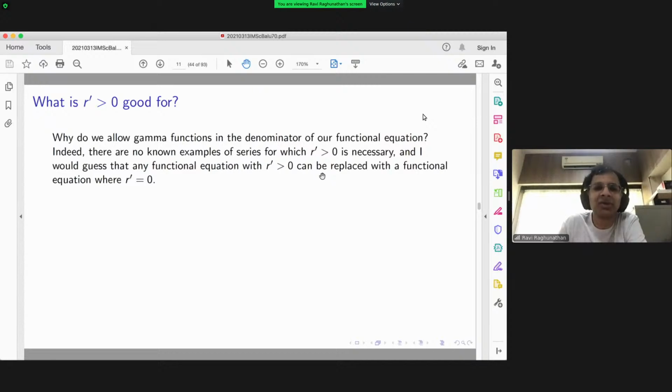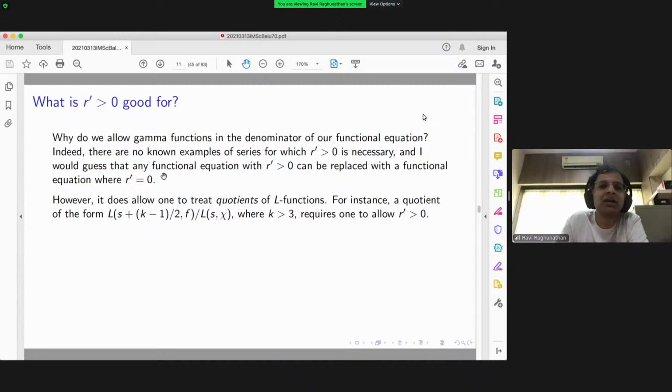And I would guess that if you have a functional equation where there are some gamma functions in the denominator, you can replace those functions. I mean, it will be true that the function F(s) will satisfy some other functional equation where R prime is in fact 0. So I'm guessing one can always do this. I cannot prove it.